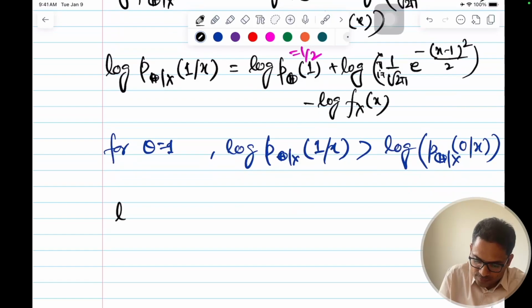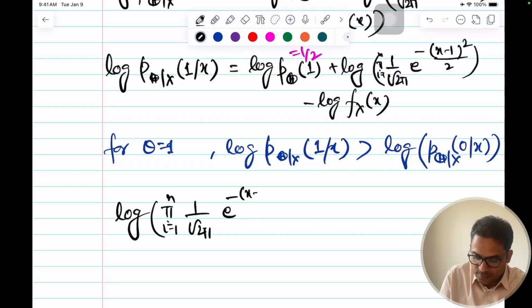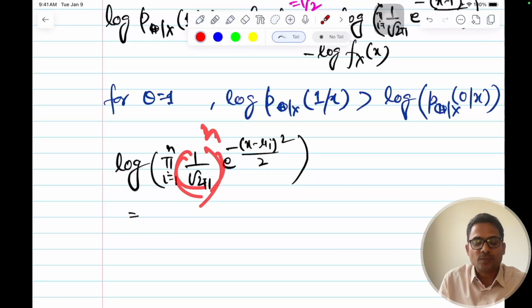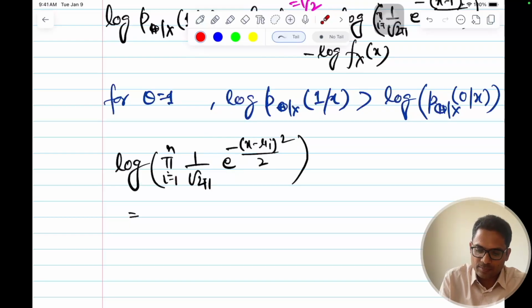Let me just expand this Gaussian term, log of 1 by root 2 pi minus (x minus mu i) whole square by 2. So this whole term will be a product, coming n times, so it will become power n. And when I take log of this, n will come outside. I'm just giving you one hint, and the rest of the things you can figure out.